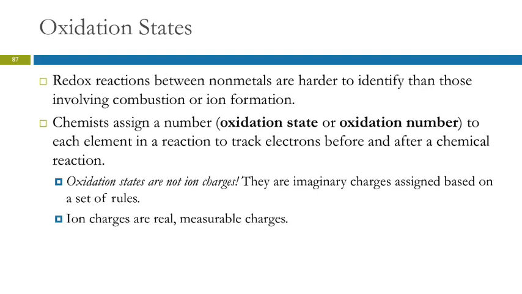And this is an artificial thing that we do looking at the molecules to identify where electron density moved before and after. So oxidation states are not ion charges. They're imaginary charges that we assign based on a set of rules. Ion charges are real, they can be measured. Oxidation states are completely made up. What kind of makes this confusing and yet makes it easier too is that the oxidation state is often the same as the ion charge.